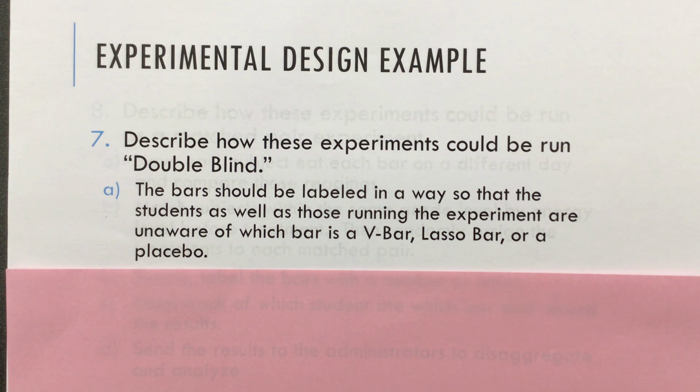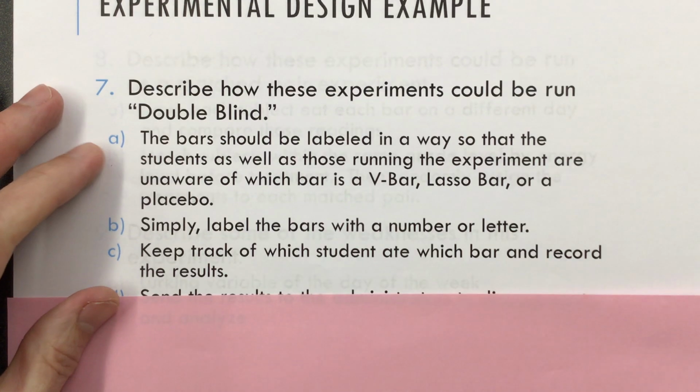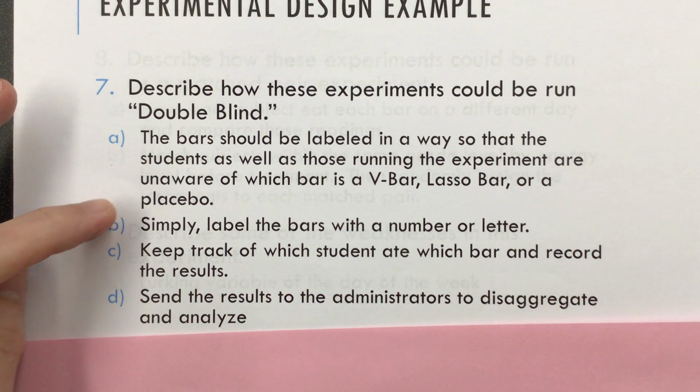Then the experimenter would just say, okay, subject A got bar number 1, subject B got bar number 3, subject C got randomly assigned to this bar. And you just keep track of all of the results. That way the subjects don't know what they got, placebo or energy bar. The people interacting don't know if it was a placebo or an energy bar. And you simply keep track of that information.